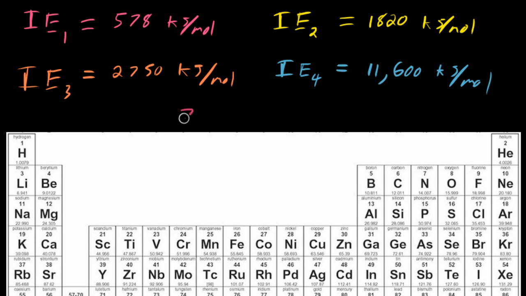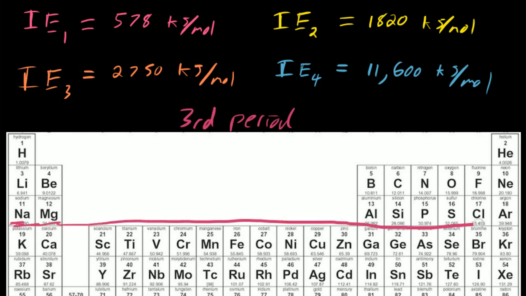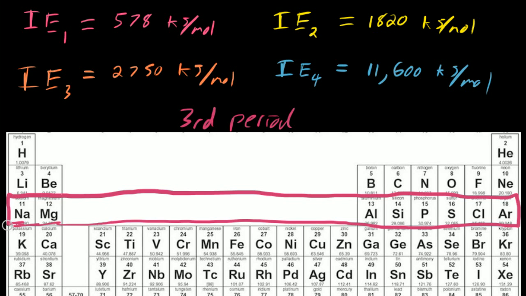What we are supposed to try to figure out is which third period element, so we're talking about elements in this period, so it could be any of these elements, has this ionization energy configuration?